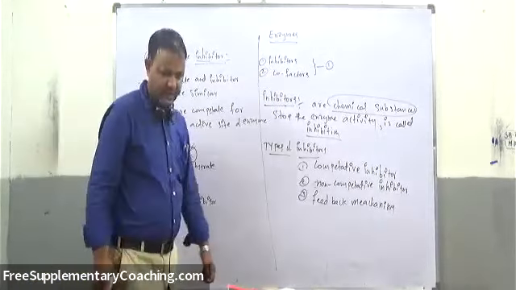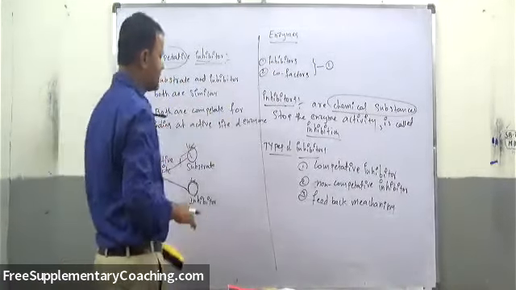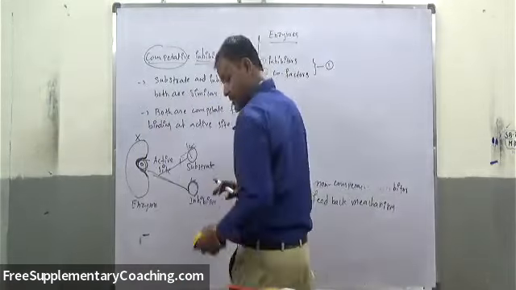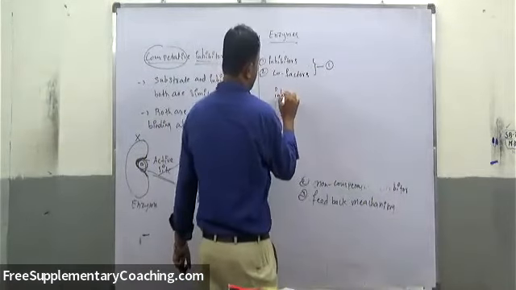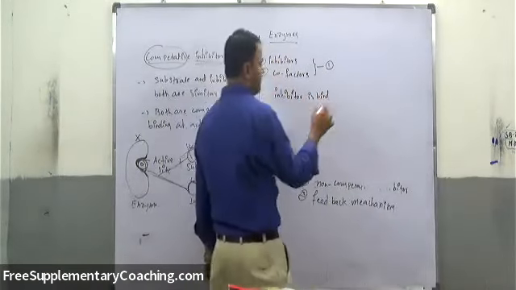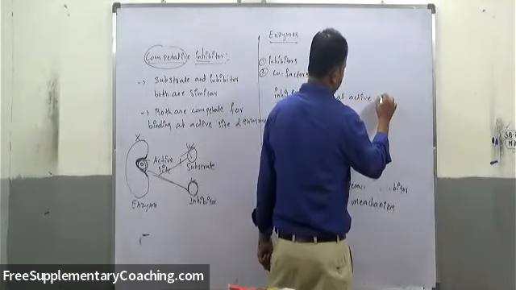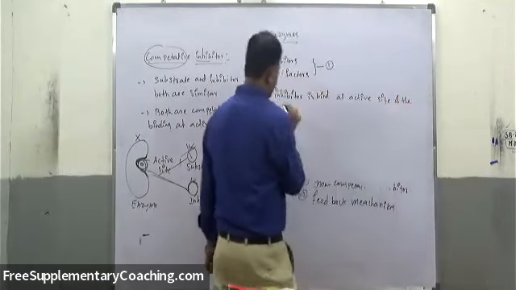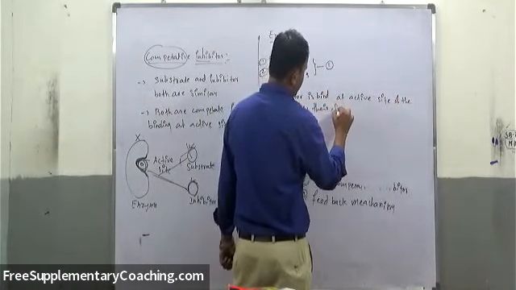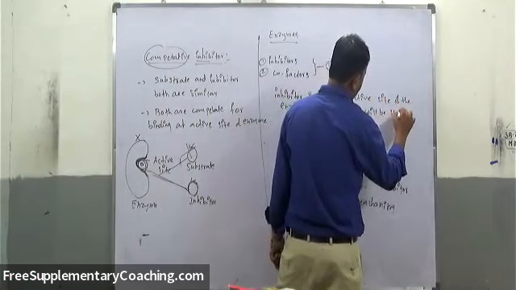Next point: here both compete for binding at the active site. The inhibitor binds at the active site of the enzyme, and the enzyme function will be stopped.